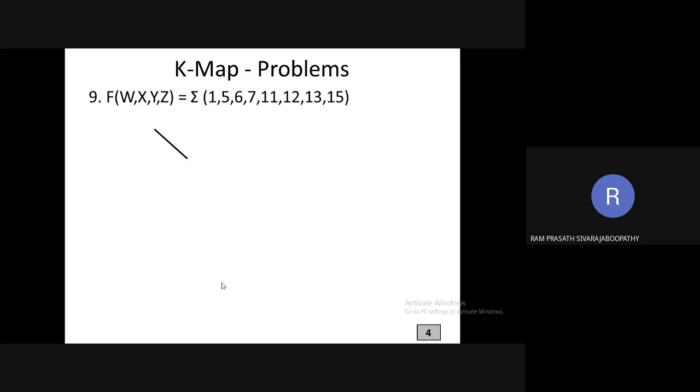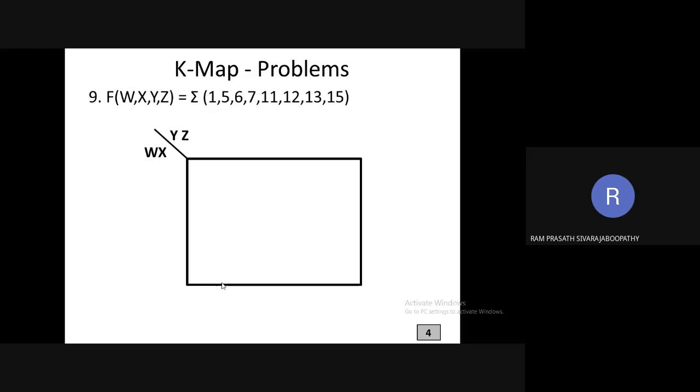How do we have to split the variables W, X, Y, Z? With 4 variables, how can we split? Very good. W, X I am taking on the row side and the column side I am going to take Y, Z. So I am going to have 16 cells. The combination for W, X are 00, 01, 10, 11.